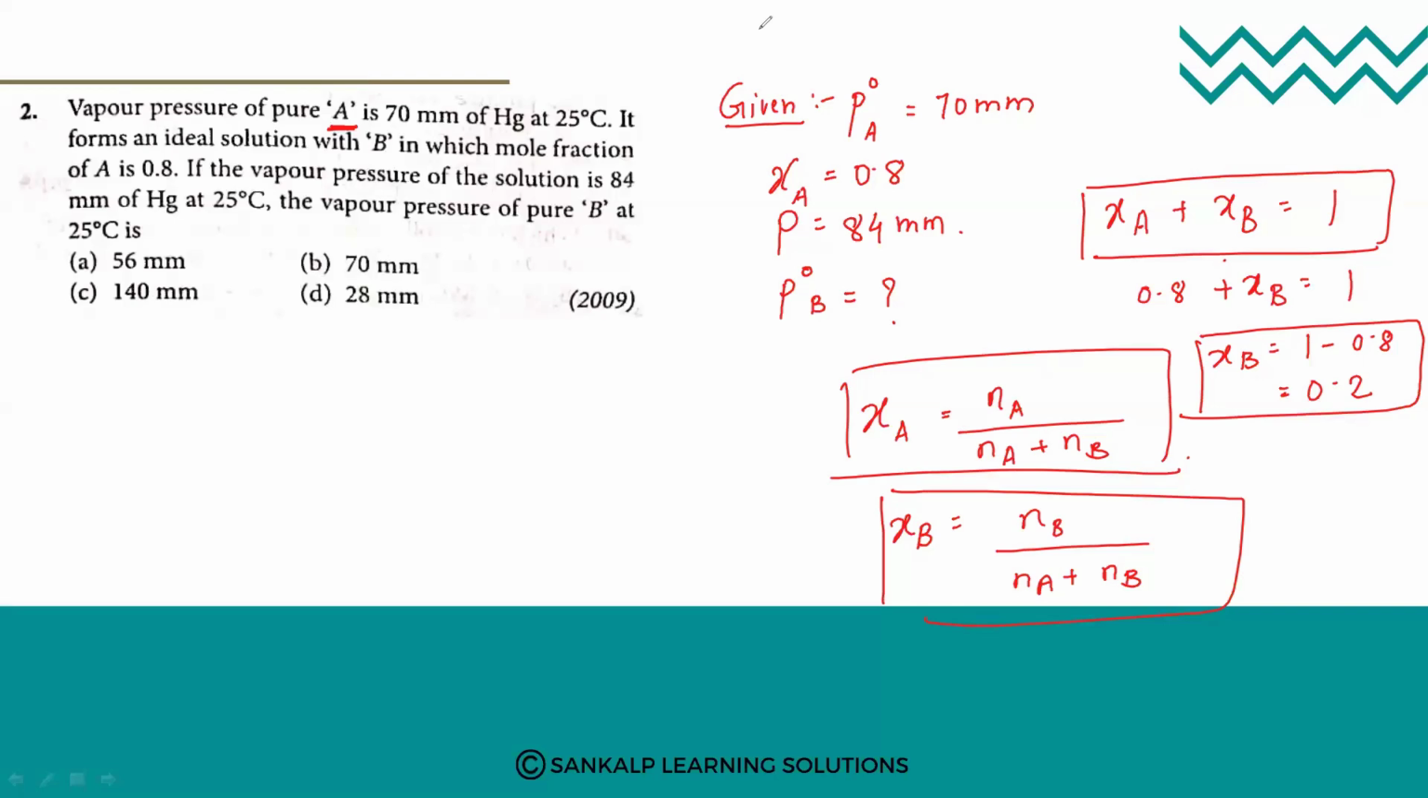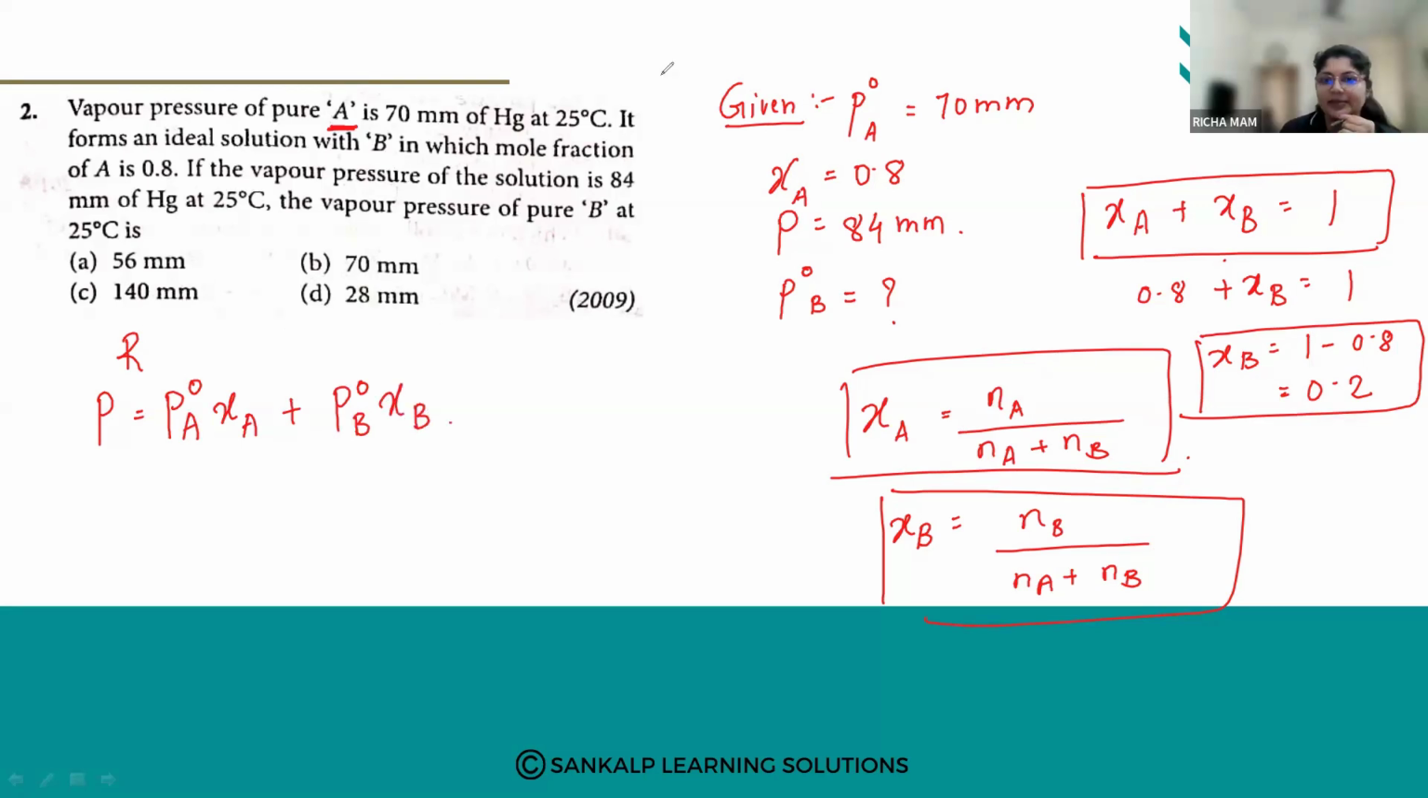Okay. So now we have got psi A and psi B. Now we have to apply Raoult's law. According to Raoult's law, the total vapor pressure is equal to the pure vapor pressure of A into the mole fraction of A, plus the pure vapor pressure of B into the mole fraction of B. Okay, so this is the formula which we are applying.